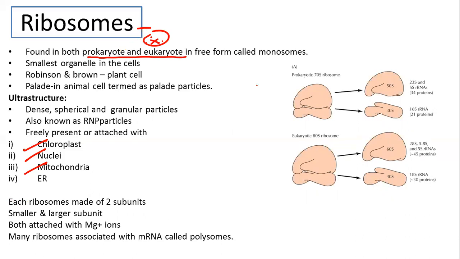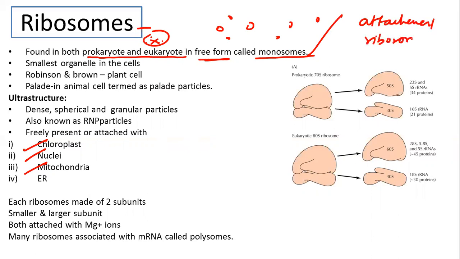Okay, and they are in free form, which is called monosomes. Remember, these are ribosomes which will be floating. Two types of ribosomes are there. One is free floating ribosomes, and another one is attached ribosomes. Freely floating ribosomes are called monosomes.